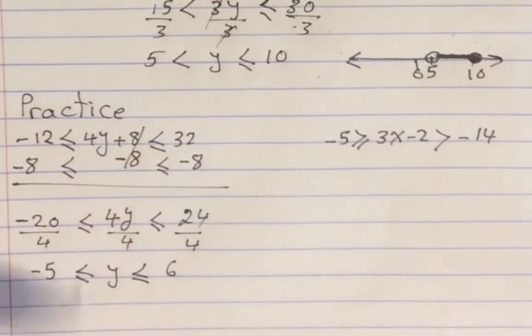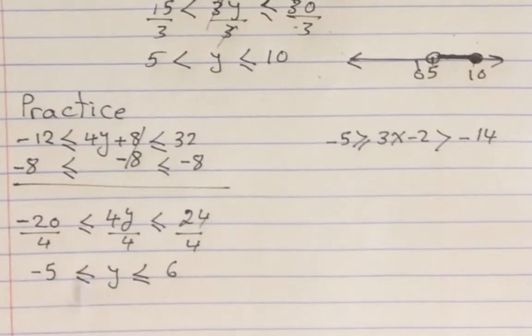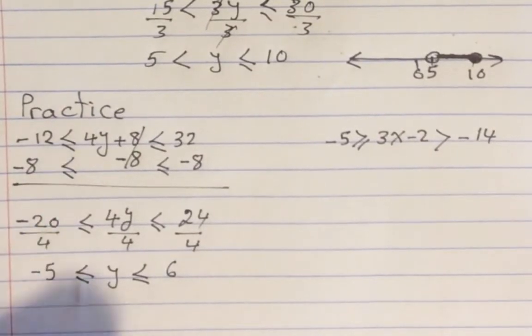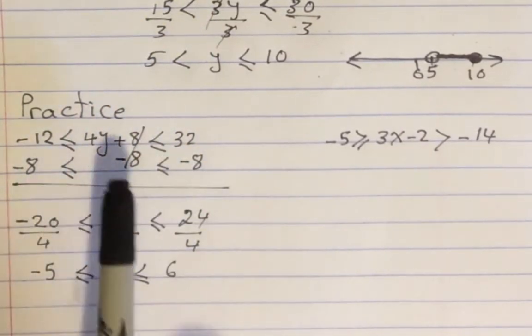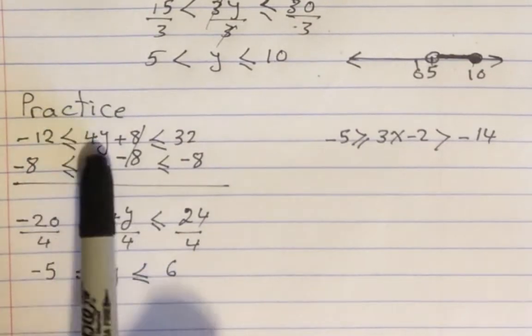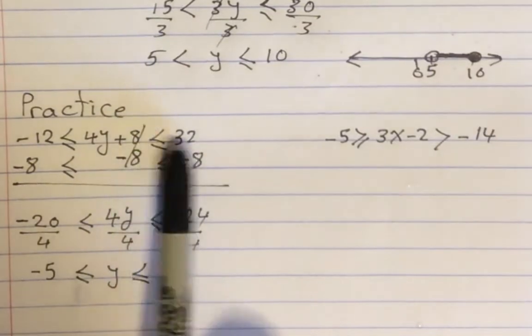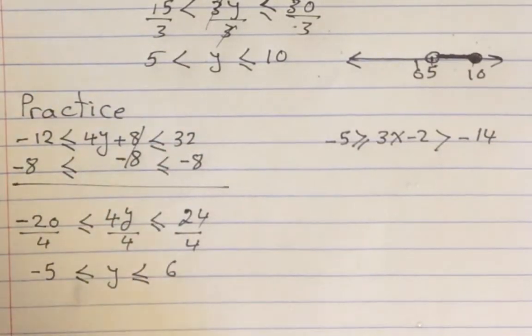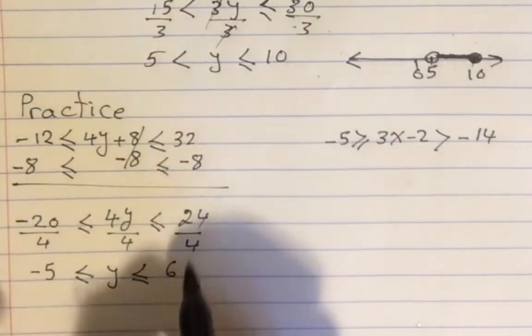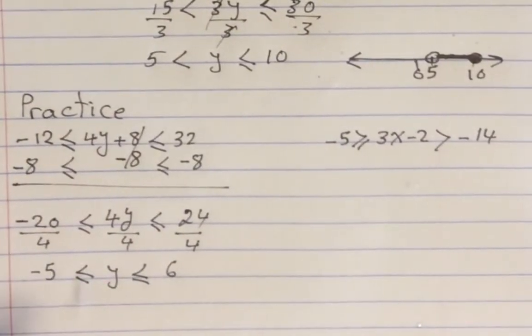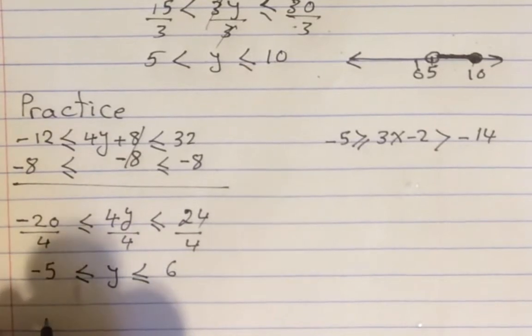So this is a compound inequality, guys. From the beginning it has the word and. If you want to read it, it's going to be 4y plus 8 greater or equal to -12 and 4y plus 8 less or equal to 32. Now you just need to graph this one. So we graph it. We need only two numbers, the -5 and the 6.